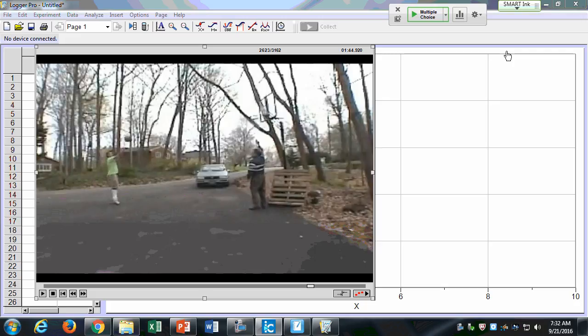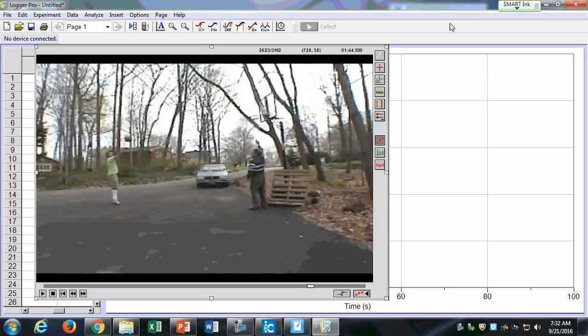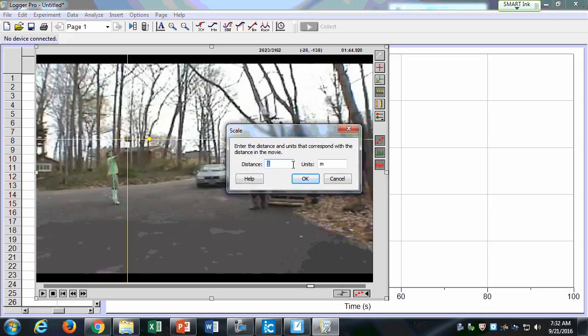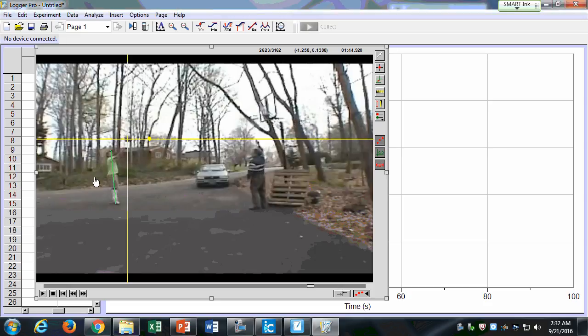This is with Logger Pro. We use this in lab, but it's pretty simple to use once you get the hang of it. I'm just going to set my origin there, set my scale. How tall is that guy, you think? Roughly in meters, he's about 2 meters. He's 6 foot or maybe even a little more. And so we'll set our scale to be the height of that guy.